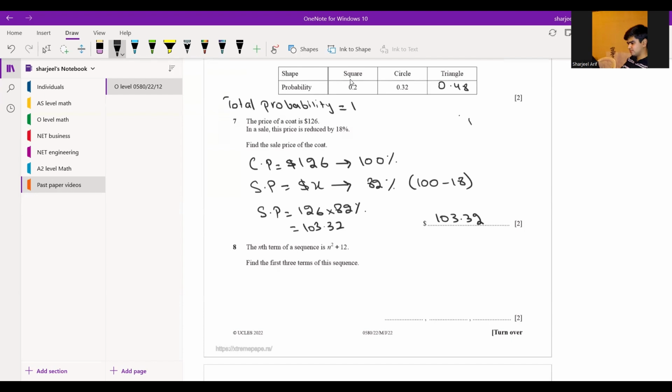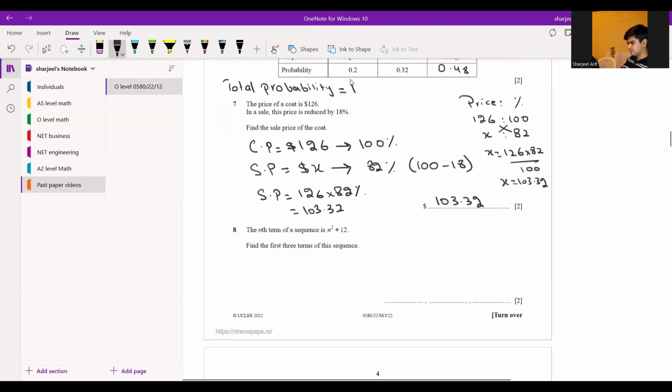So you will write price here and percentage here. The price was 126 when the percentage was 100. So the price will be X when the percentage is 82. You can just cross multiply to get the same answer. So you can solve it to get 103.32 as well. If you are comfortable with it, you can solve this by this method.